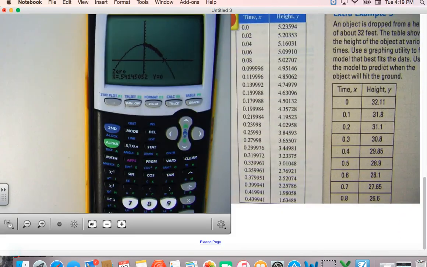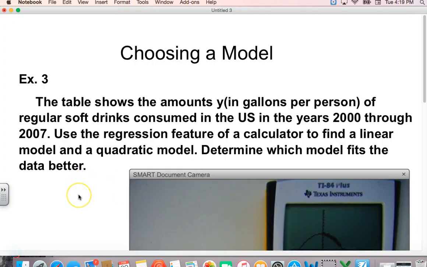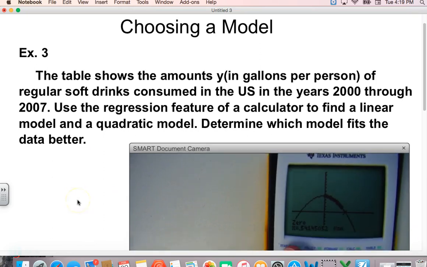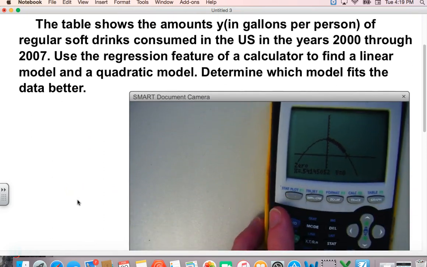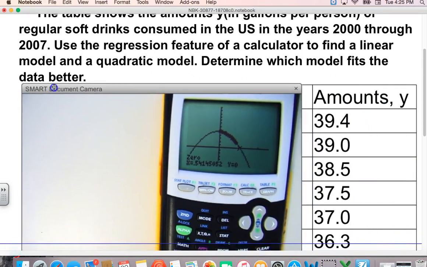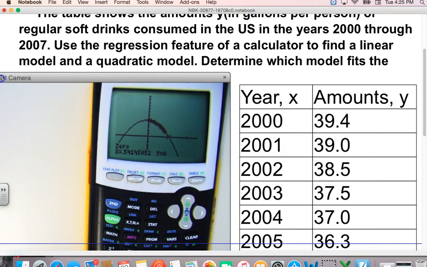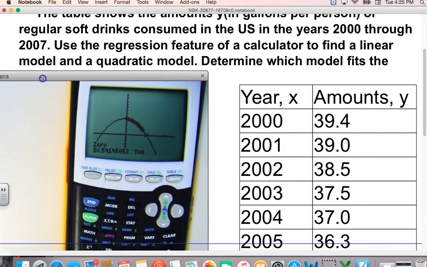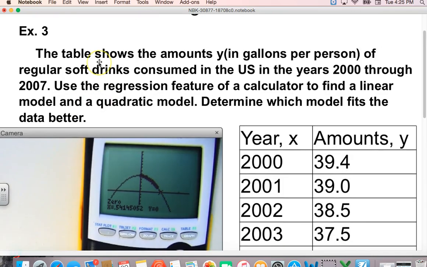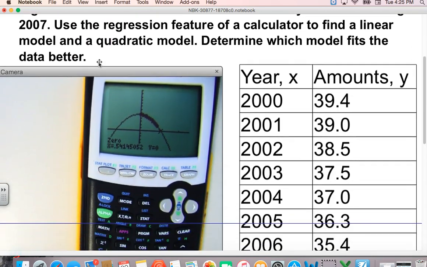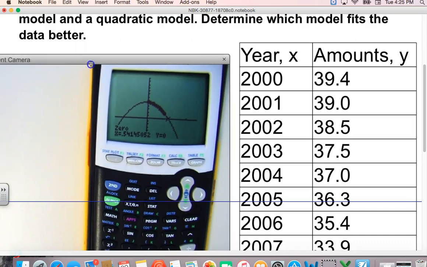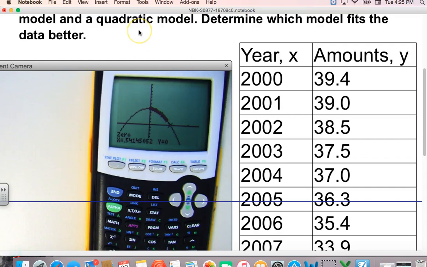All right, so now let's see what we need to do when we have to choose a model. We don't know which model to use. So let's look at this table. Let me get this table. Let's see, it's back here. What we want to do is graph this data and then determine which model fits the data the best.